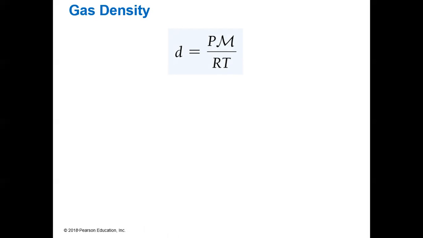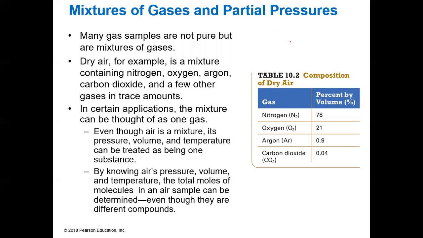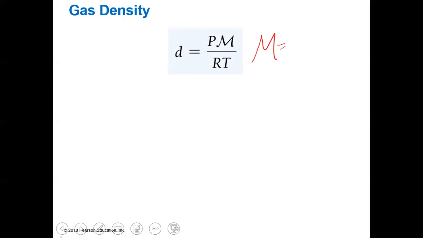Okay, next equation is the density of a gas. So if I want to know the density of a gas, I'm going to use its pressure, P, times this funky M, which is its molar mass. We're going to divide that by R, which is our gas constant, and our temperature in Kelvin. Okay.